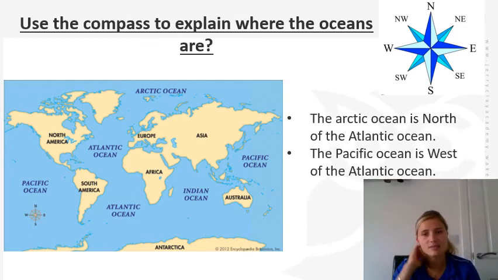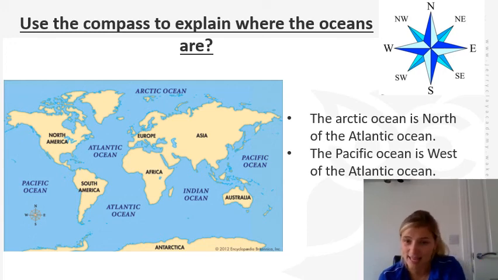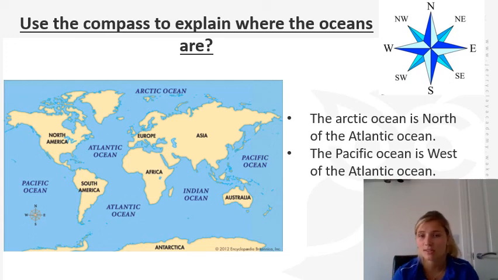Okay, so now I'd like you to describe where the oceans are compared to the other oceans. So not the continents yet, just the oceans. So for example, the Arctic Ocean is north of the Atlantic Ocean. So we'll describe, point to your Arctic, it is above, it's north of the Atlantic. You might say the Pacific Ocean is west of the Atlantic Ocean. You could also say the Pacific Ocean is east of the Atlantic Ocean. So you can see how we're building up.